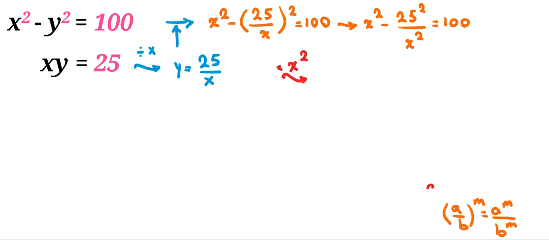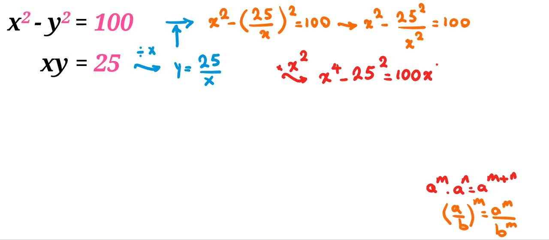Another thing that you should know: a to the m times a to the n equals a to the m plus n. The left hand side will be x to the 4 minus 25 squared equals 100x squared. Now let's see what we can do. We take all things to the left hand side: x to the 4 minus 100x squared, and instead of 25 squared we can write 625, equals 0.